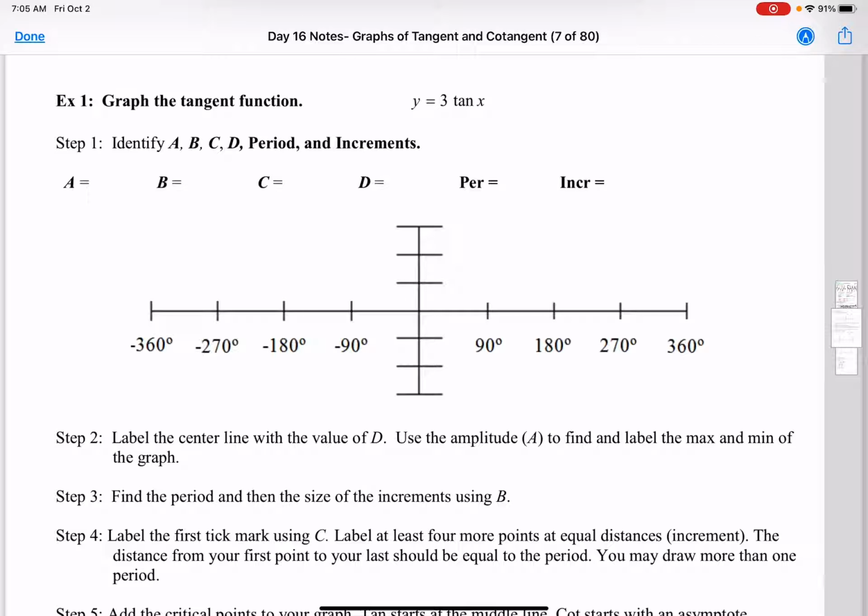All right, guys, let's do some examples for graphing transformed tangent and cotangent functions. So we have this first example here, y equals 3 tangent of x. And so we kind of have the same idea of doing it in steps like we did on the last video with sine and cosine. And so first, let's identify what each of our transformations, A, B, C, D, will be, and the period in increments.